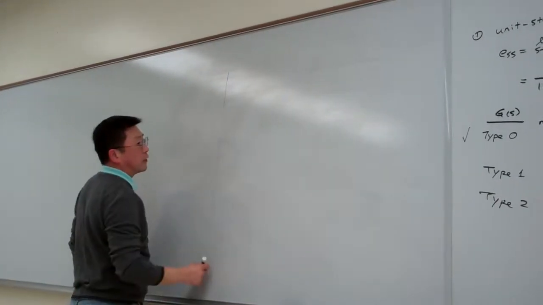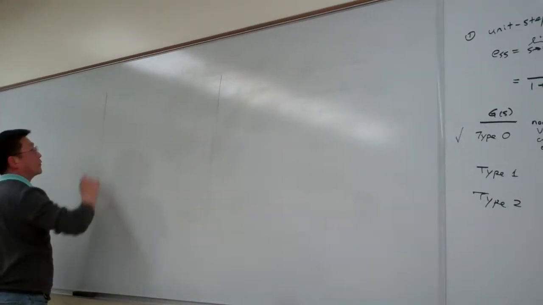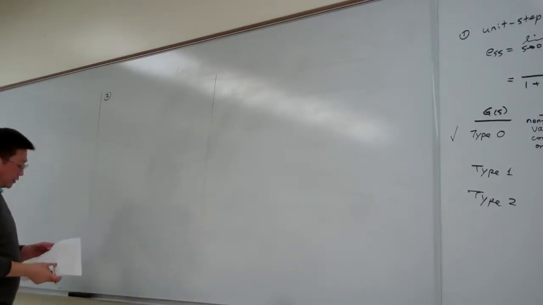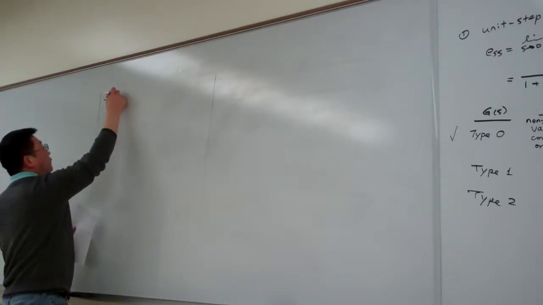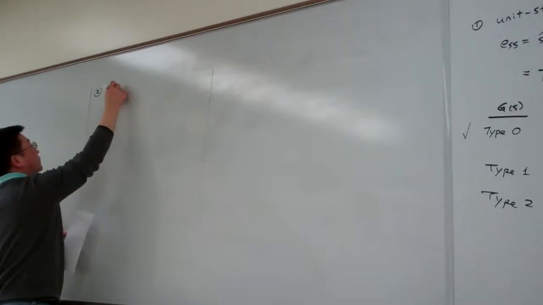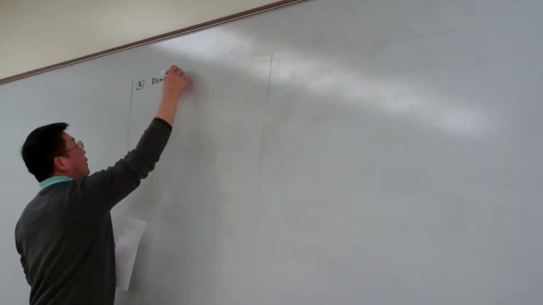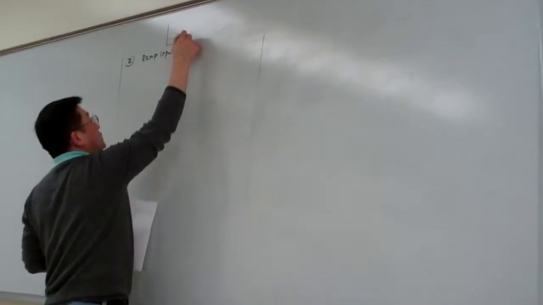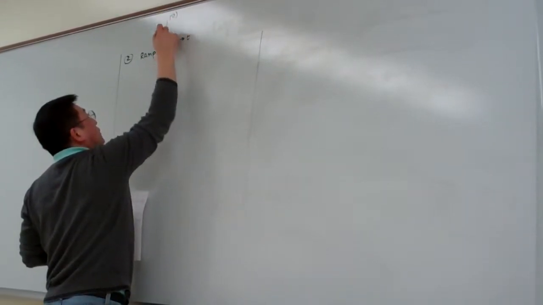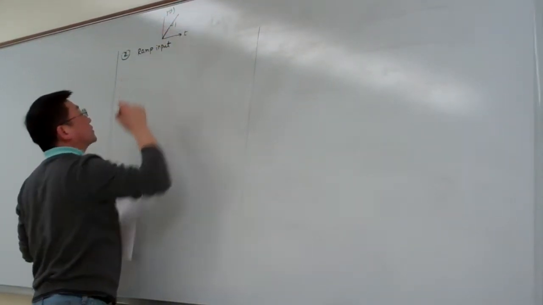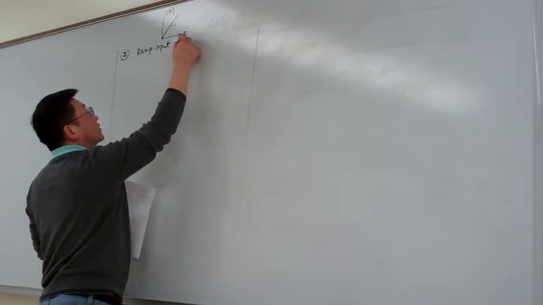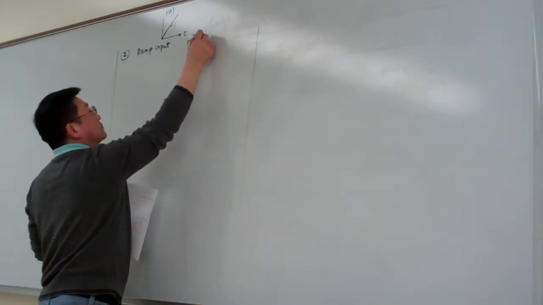I'm going to have the 2 blocks because I have 2 more scenarios. The second scenario is for the ramp input. For the ramp input, basically it is T and R(t), and this. So this is slope 1, so basically R(t) equal to t.